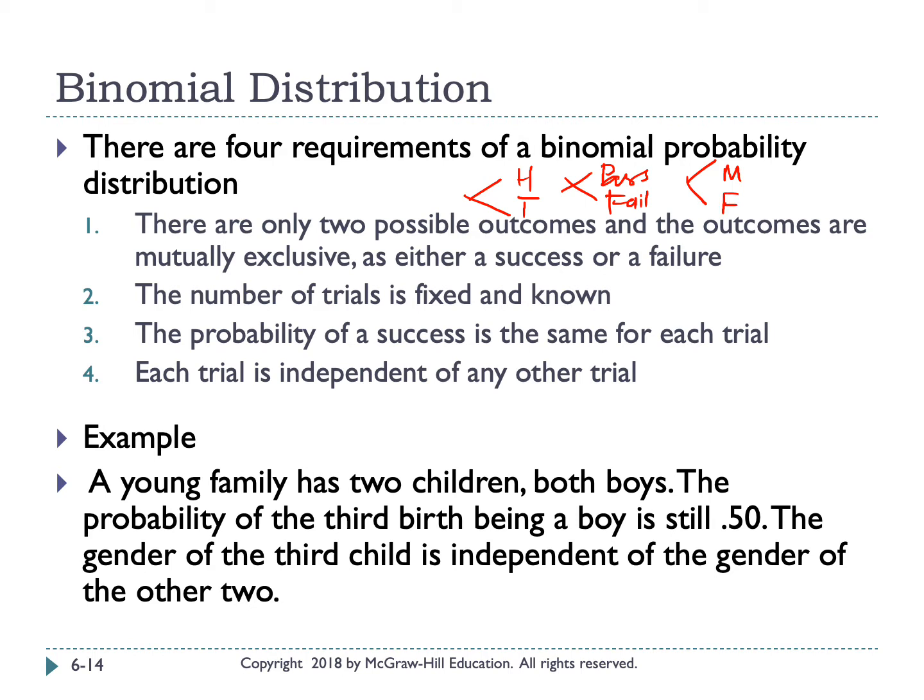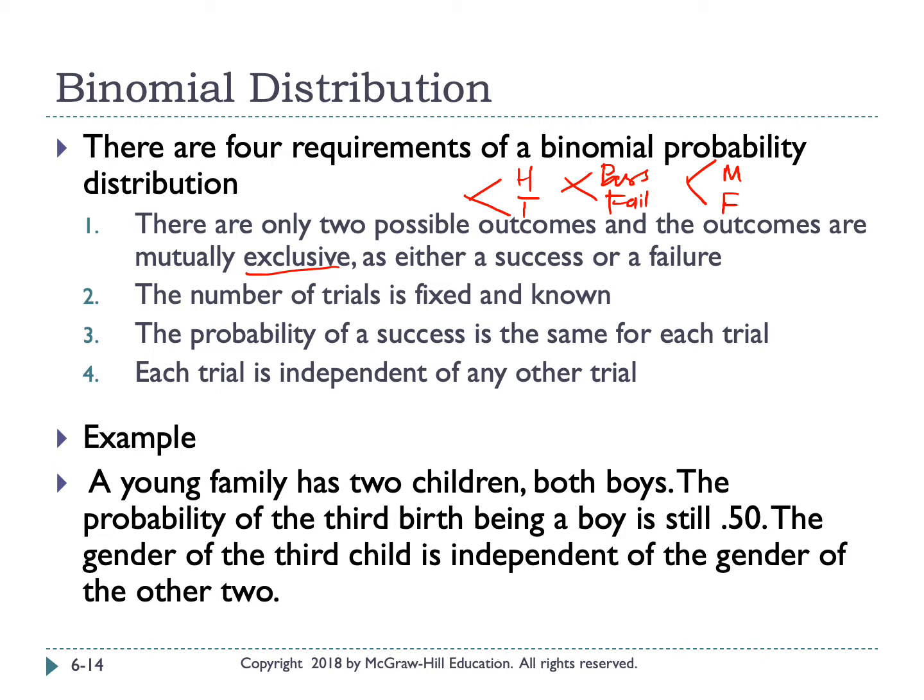So you cannot have something in between. You cannot have 3 outcomes, right? So when you want to apply binomial distribution, the outcomes are only 2. Okay, and they are mutually exclusive, meaning that you can only get one outcome out of these 2 possible outcomes. Okay, the second characteristic or requirement, the number of trials is fixed and known.